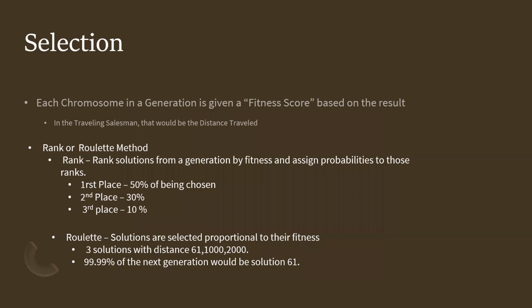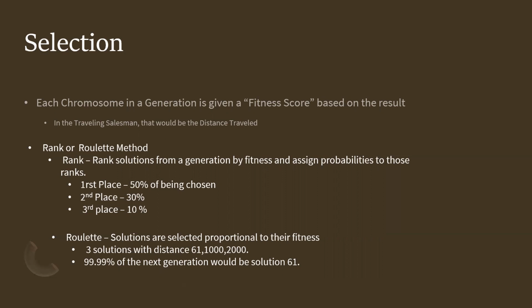Selection, or the process in which we choose who to mate. Each chromosome in a generation, or each solution, is given a fitness score based on the result. So in this instance, in the traveling salesman, that would be the distance traveled. Selection, there are two primary methods. One is rank and one is roulette.